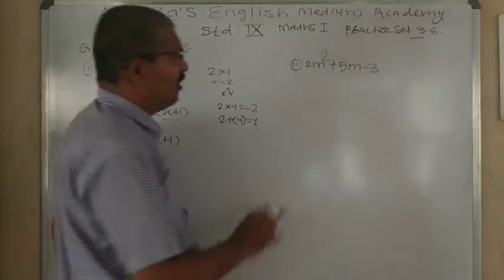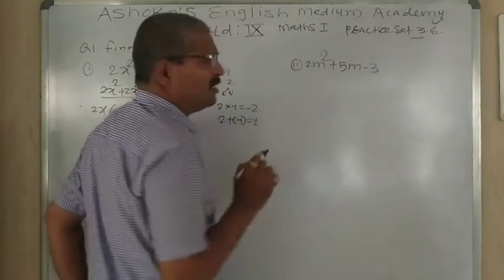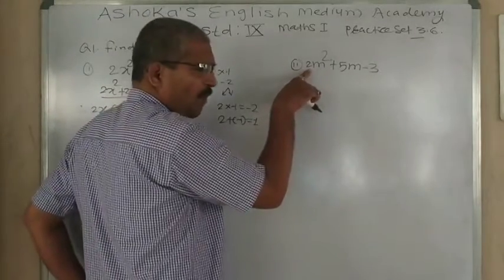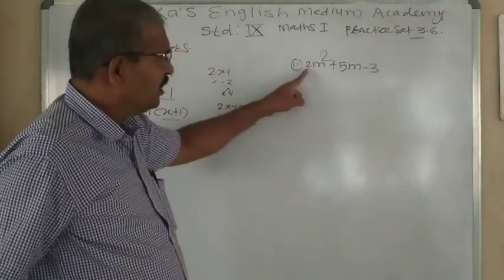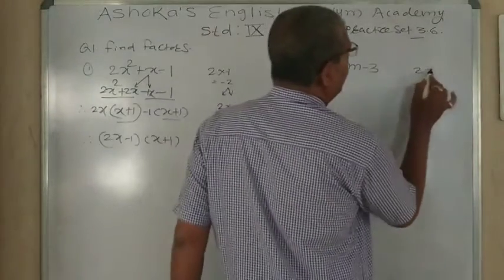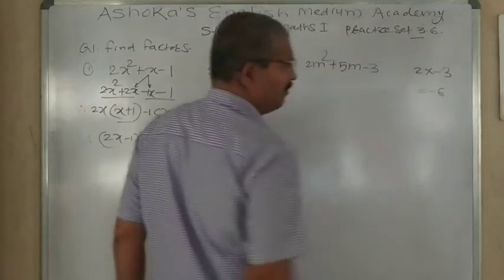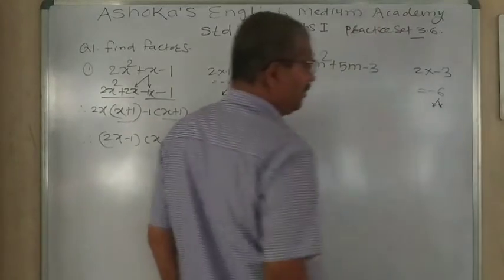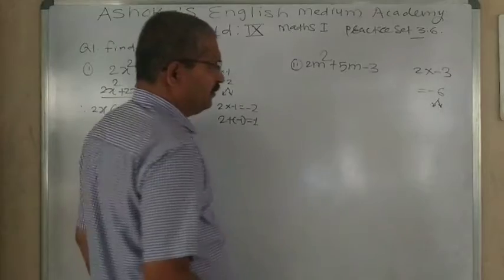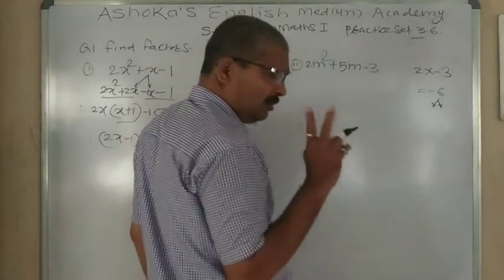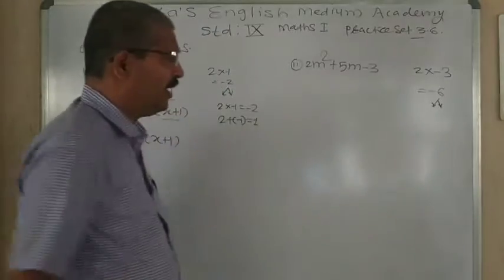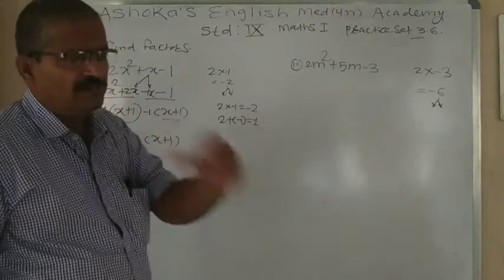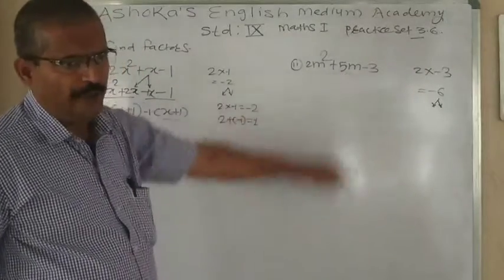In a similar way we will solve the second question. Here 2m square plus 5m minus 3 is also a quadratic equation. Now the coefficient of the square term is more than 1, therefore multiply 2 into minus 3, and you will get minus 6. Now we should split minus 6. How will you split? The product of the two numbers you are taking should come equal to minus 6, and their sum should come equal to the middle term, that is 5m.